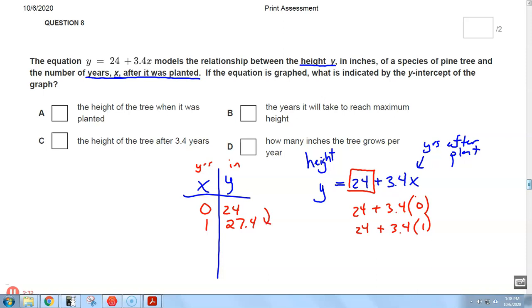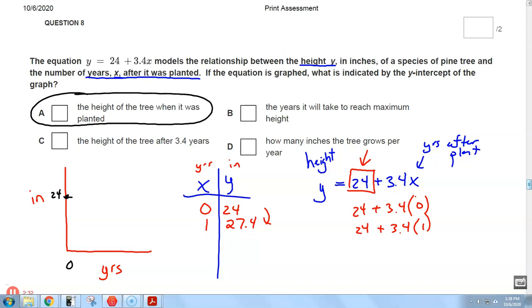So I can see what's going on here. It says when the equation is graphed, what is the y-intercept? Well, again, the y-intercept is simply that number over there. And if I think about it on a graph, if I have years and I have inches, 0 years should be at 24 inches. And that is going to be the y-intercept. So it is A, the height of the tree when it was planted, when it begins.